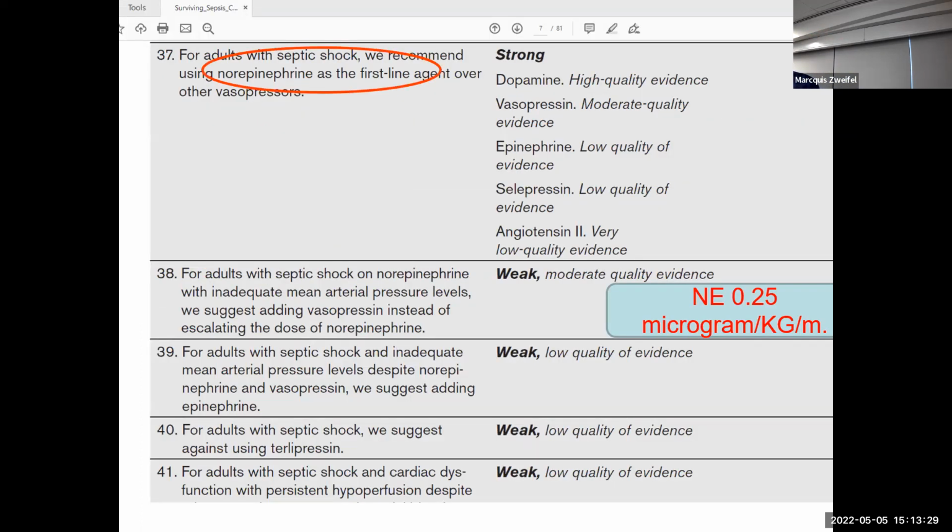Okay, so first line pressor is norepinephrine. You add vasopressin if your norepinephrine is at 0.25 microgram per kg per minute. Once you reach that, don't wait, because we have a study that showed improved outcome if you add vasopressin at a lower dose of norepinephrine compared to a higher dose. A study was planned on that, and based on that, they recommend to add it. Third is epinephrine.